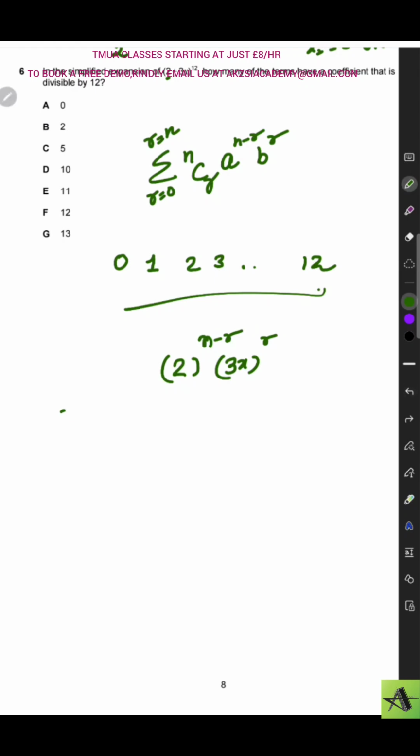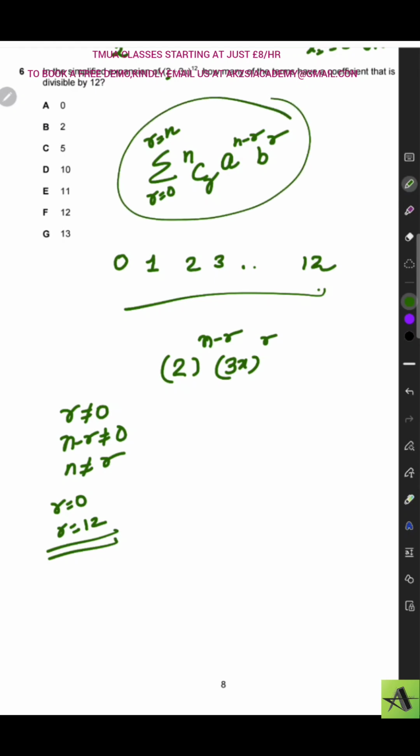That means clearly r should not be equal to 0, and the other part is non-zero when n minus r should not be equal to 0, so r should not be equal to n. These are the two conditions: r should not be equal to 0 and r should not be equal to n, and n is 12 here. So I need to check these two only. So let me substitute 0 here.